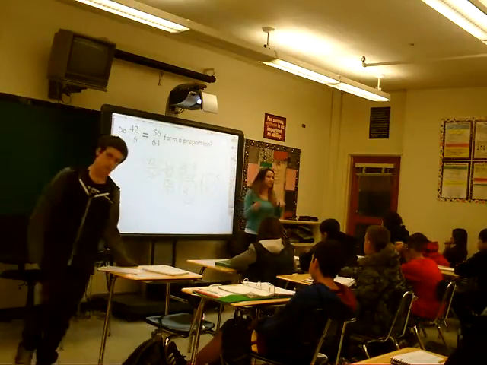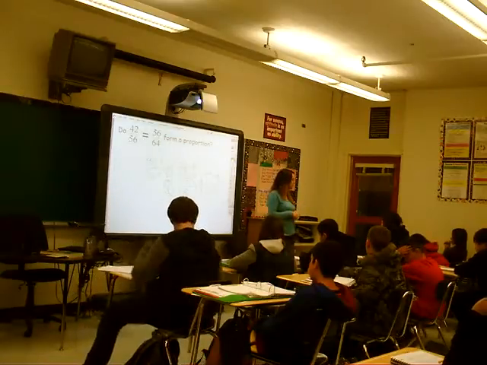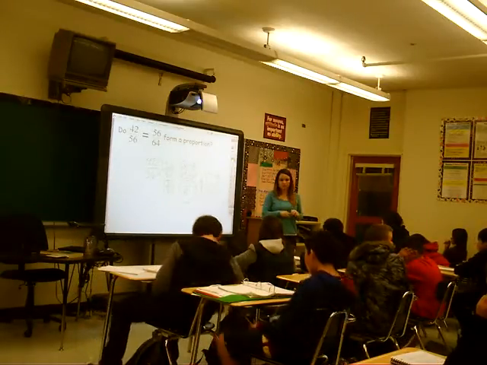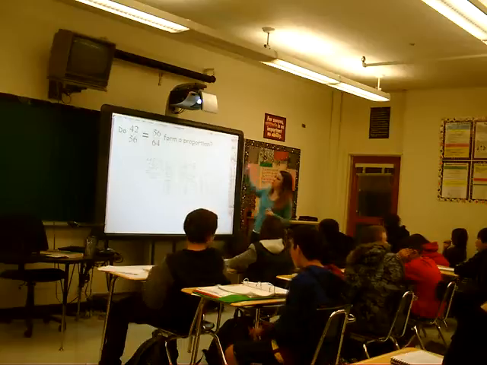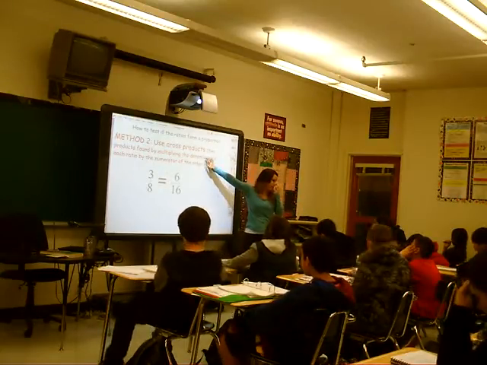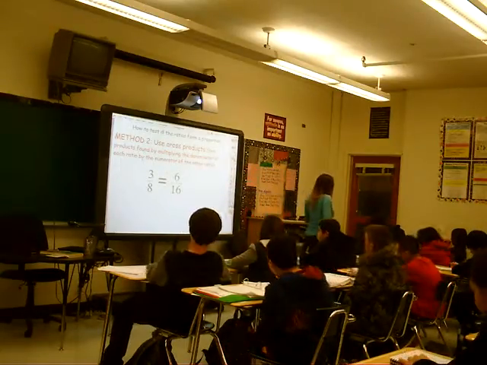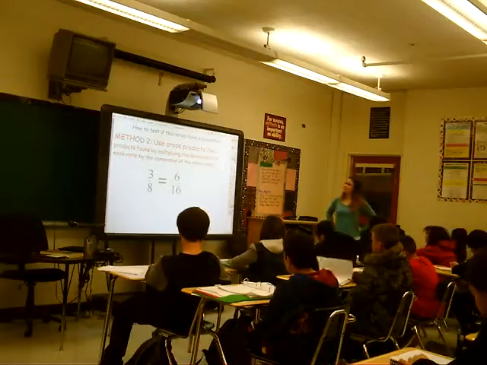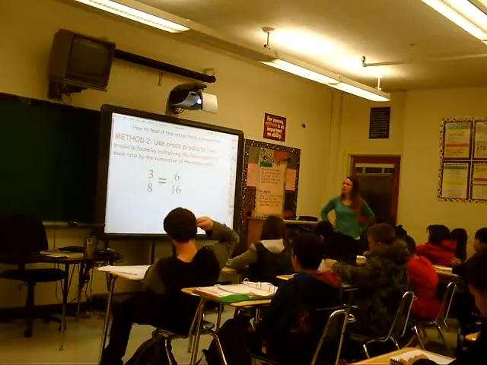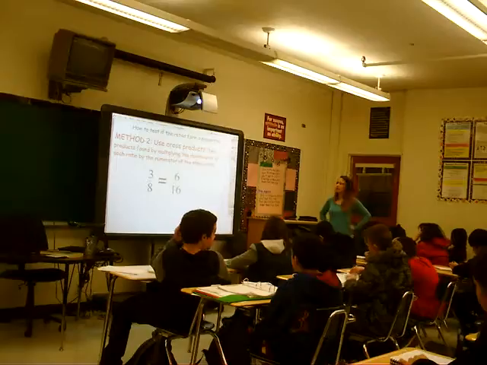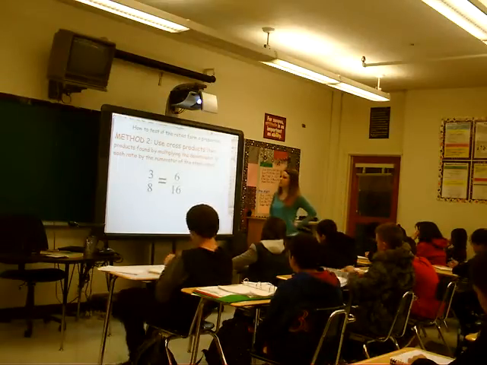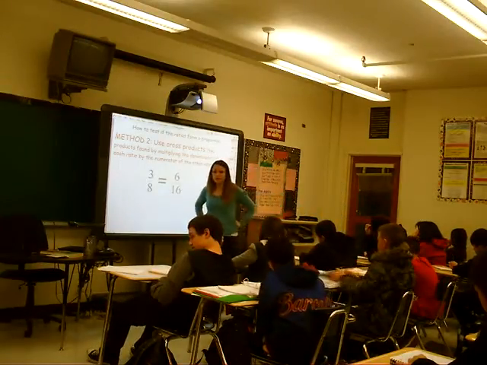Any questions on using the first method, getting them into simplest form? No questions on that? Okay, let's move on to our next method. Here's our next one. Using cross products. Remember, cross products are two products found by multiplying the denominator of each ratio by the numerator of the other ratio.